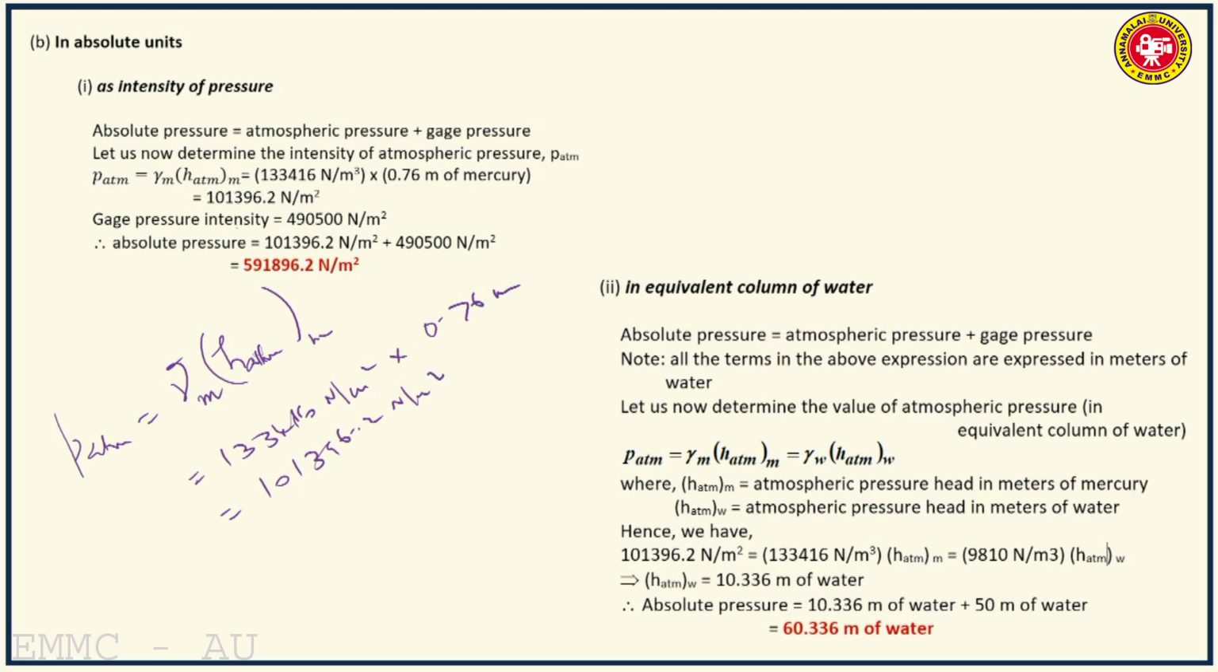The gauge pressure we have just determined is 490,500 Newton per meter square. So absolute pressure will be atmospheric pressure plus gauge pressure. So you get this much. Similarly, you can find the equivalent column of water in absolute units, using this expression: P atmospheric is equal to specific weight of mercury multiplied by equivalent column of mercury, which is equal to specific weight of water multiplied by equivalent column of water. So you can find that the absolute pressure in equivalent column of water will be 60.336 meters of water, that is in absolute units.